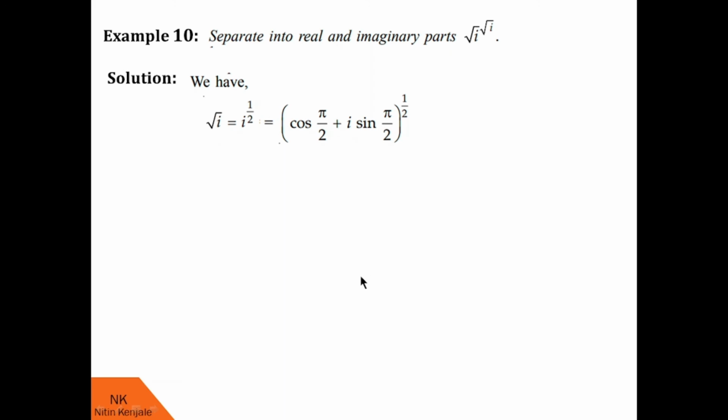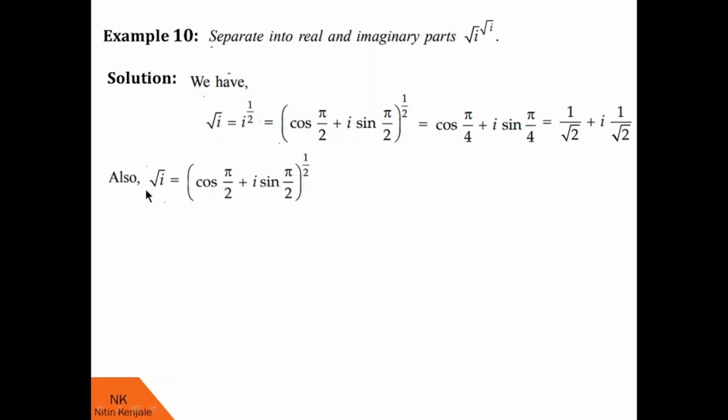Then using de Moivre's theorem, we will get cos pi by 2 into half, that is cos pi by 4, plus i sin pi by 2 into half, that is i sin pi by 4. But cos pi by 4 and sin pi by 4 both have the same value 1 by root 2. So we get 1 by root 2 plus i by root 2. Also note that this root i, that is cos pi by 2 plus i sin pi by 2 raised to half, can be written as e raised to i pi by 2 raised to half. e raised to i pi by 2 is Euler's form for cos pi by 2 plus i sin pi by 2. Then after multiplying these powers, we get e raised to i pi by 4.